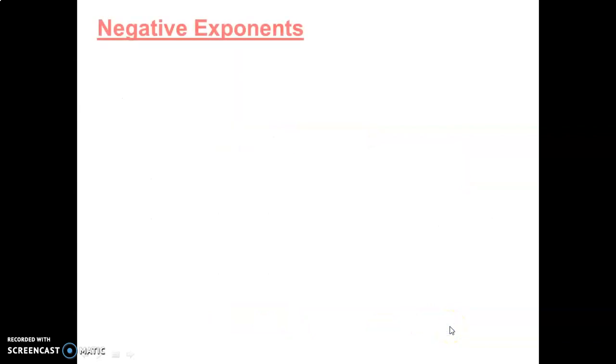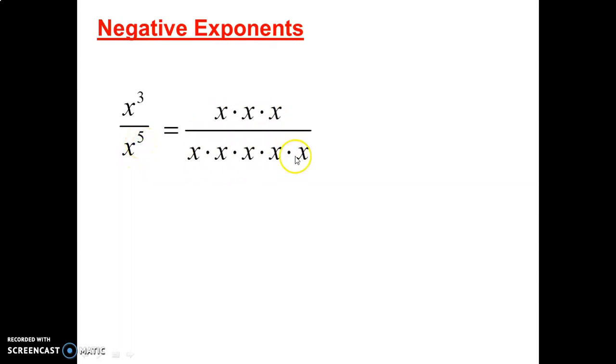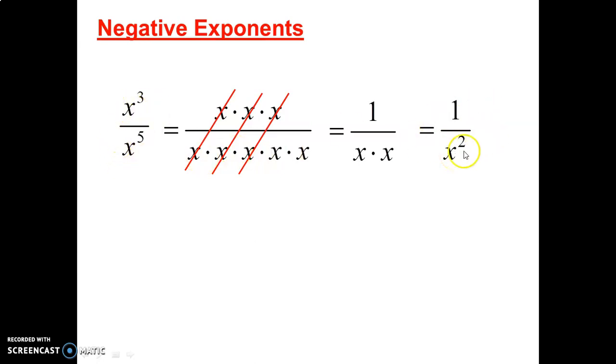Okay, let's look at the next one here. We have negative exponents. Let's begin here. Let's say we have x cubed over x to the fifth. Now we have 3 x's on top, 5 on the bottom. That's the opposite of what we had before. There are fewer on the top than the bottom. Cancel like terms, and we're left with 2 x's, but this time the x's are in the denominator. So we have 1 on top, those 2 x's in the denominator, and that makes 1 over x squared. That makes sense again because we have 3 x's here, 5 here, there are 2 additional x's here, therefore there's our x squared in the denominator.